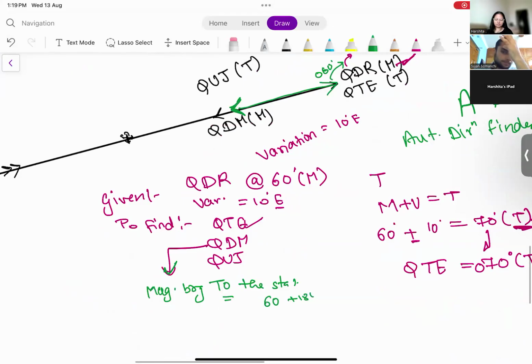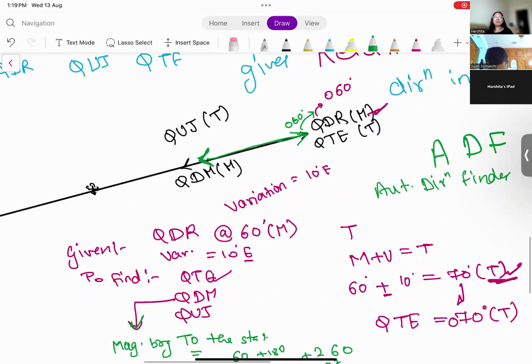240. How did you do it? Plus 2, minus 2. 240. Right? So you got 240, which is QDM, the magnetic bearing when you are going towards the station. If you want to go away from the station, you have to go on 060. If you want to go towards the station, turn 180 degrees and follow 240.